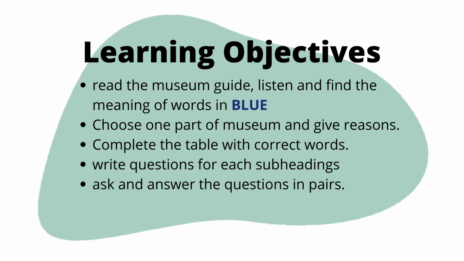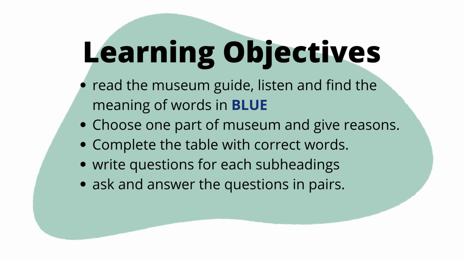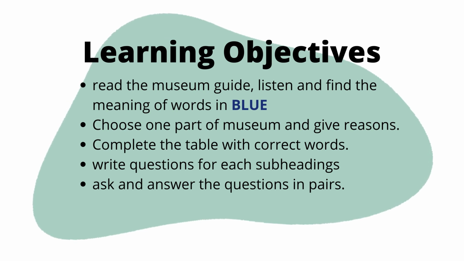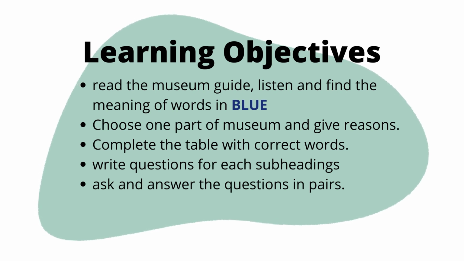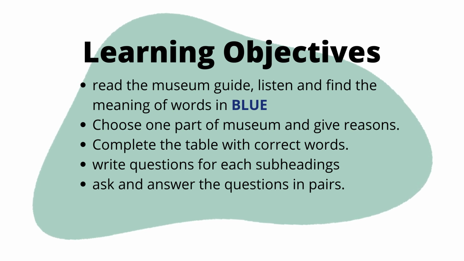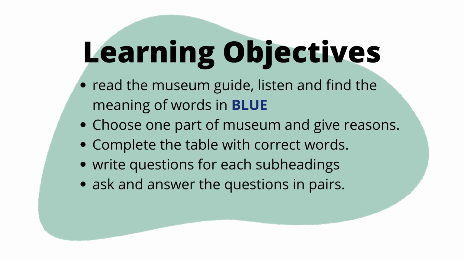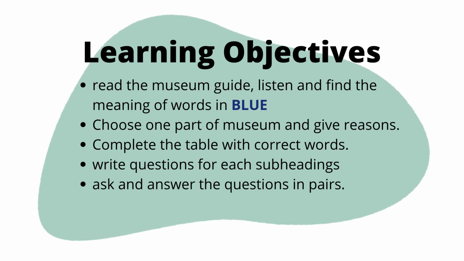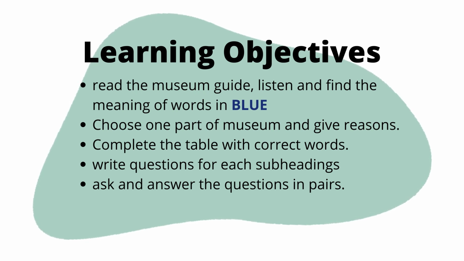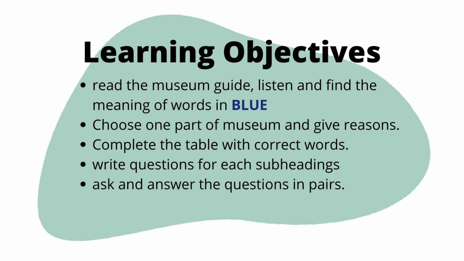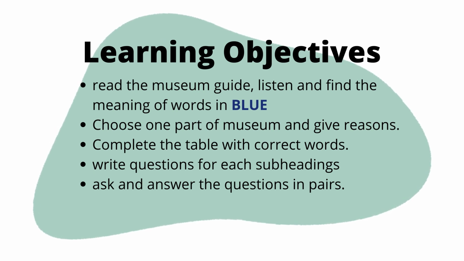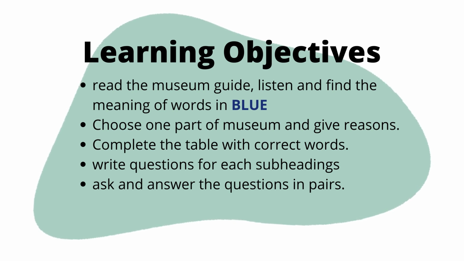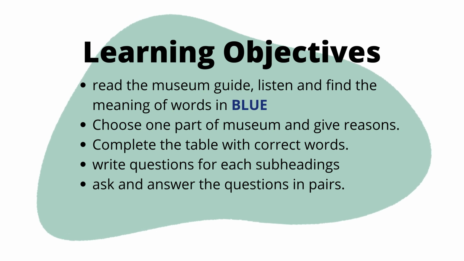Now let's look at the learning objectives. We have 5 learning objectives that you should acquire at the end of this lesson. At the end of this lesson, you should be able to: number 1, read the museum guide, listen, and find the meanings of words in blue. Number 2, choose one part of the museum and give reasons why you say so. Number 3, complete the table with correct words. Number 4, write questions for each subheading. And last one, ask and answer the questions in pairs. Our focus for today would be vocabulary and speaking skills.